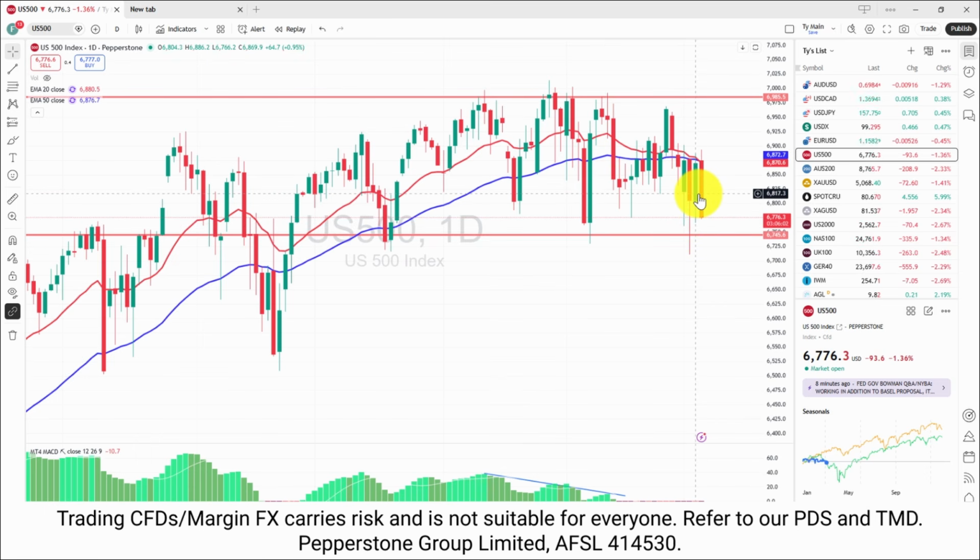Even though some have been green, some have been red, the actual trading zone inside them has been very solid. So just keep that in mind when you're doing your analysis and looking for your moves.